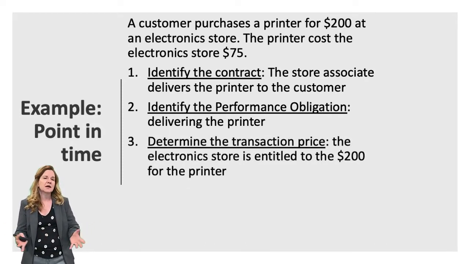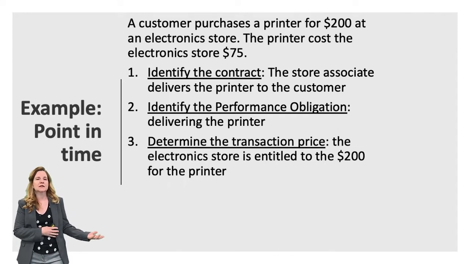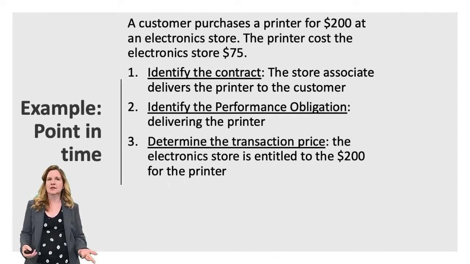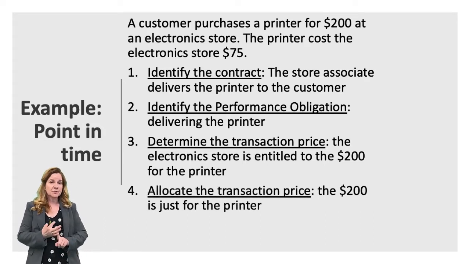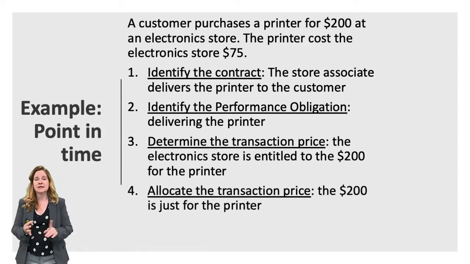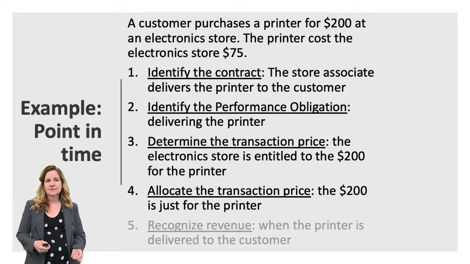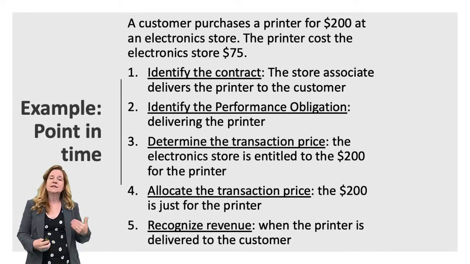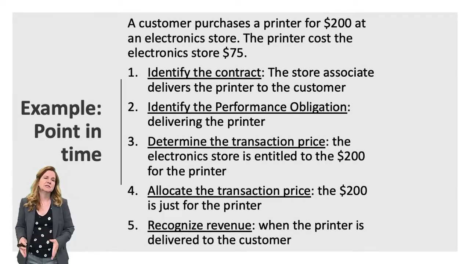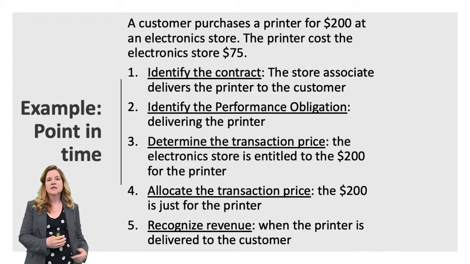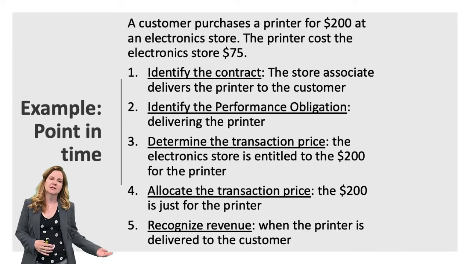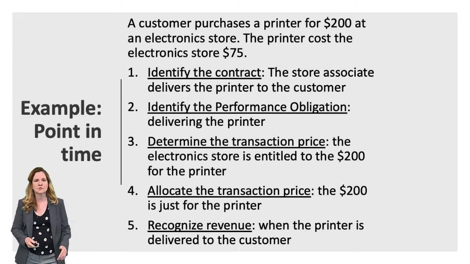Normally in retail, you know the price, but maybe at a flea market or something, there may be a negotiated price. Step 4, allocate the price. It's just the printer. It's nothing else. So that is the performance obligation. And step 5, recognize the revenue when it is delivered. So when the customer comes into the store and takes the printer off the shelf and walks out the door, revenue is recognized. If it is a company that's shipping the printer to the customer, as soon as it leaves the warehouse, revenue is being recognized.